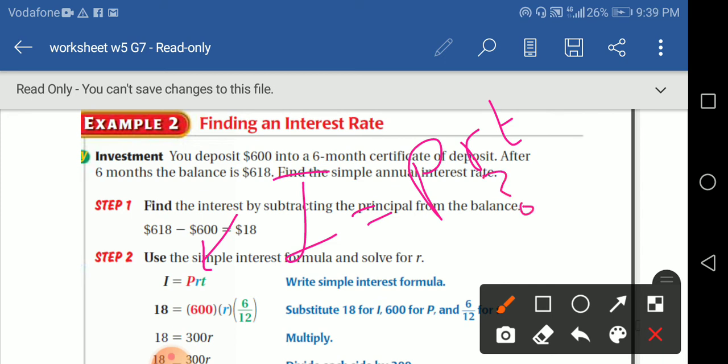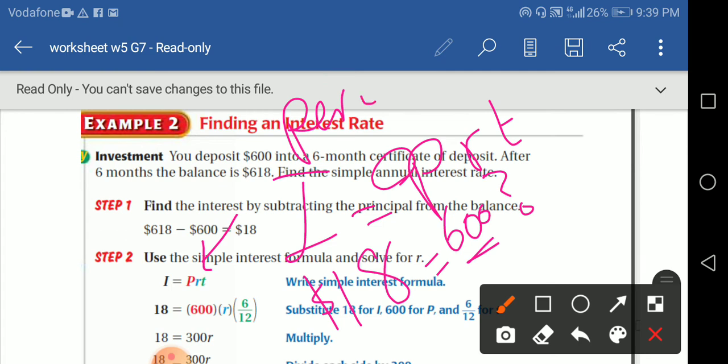What about the interest? I have just calculated, it's $18, remember? And what about the principal? The money that I started with, which is 600. And what about the time? I have what? Remember well, annual means what? Per year. This is very interesting, so concentrate. Annual means per year. So I have 6 months.